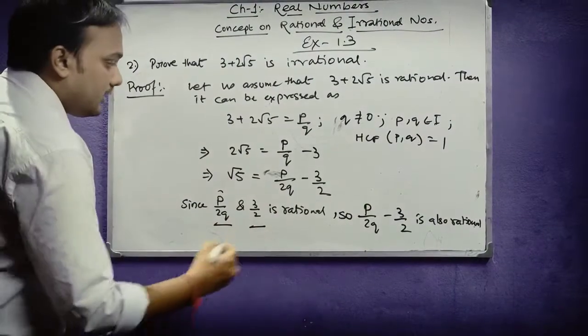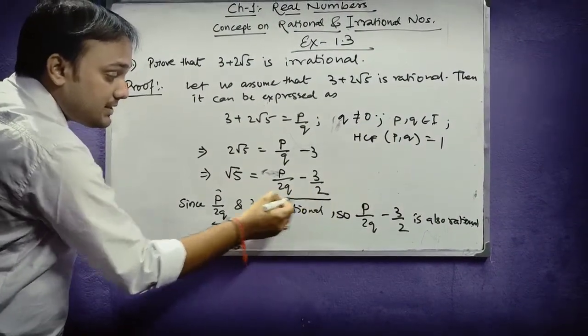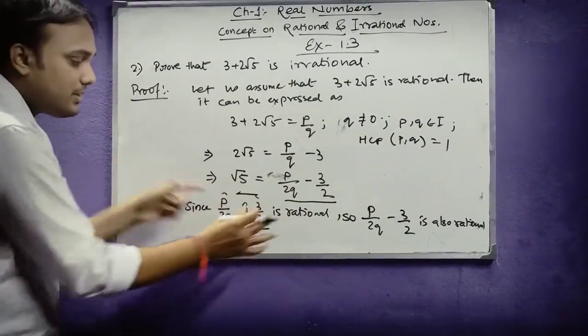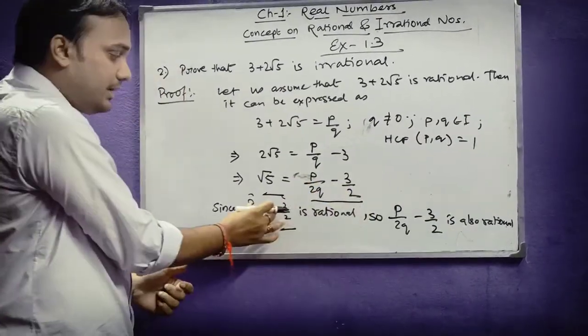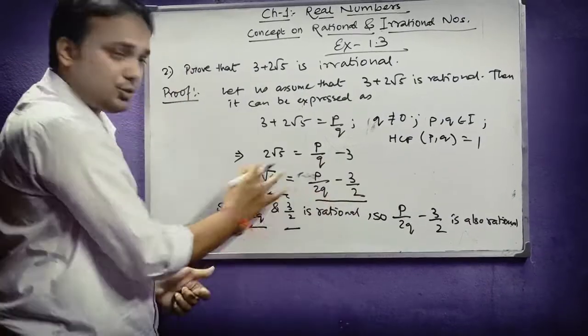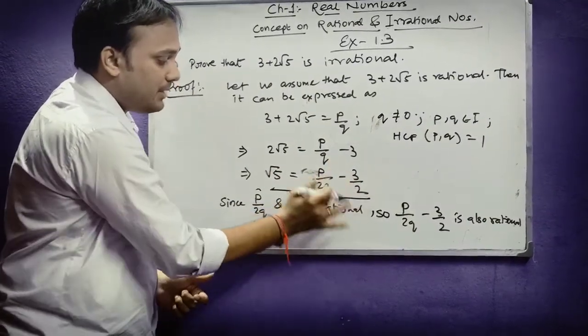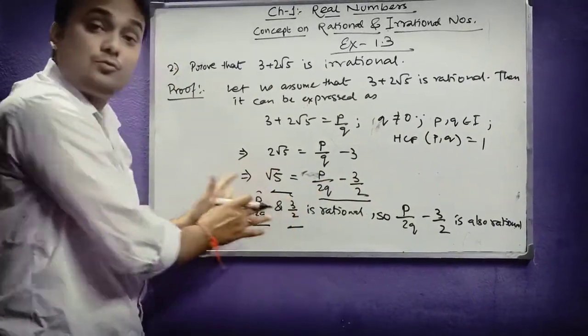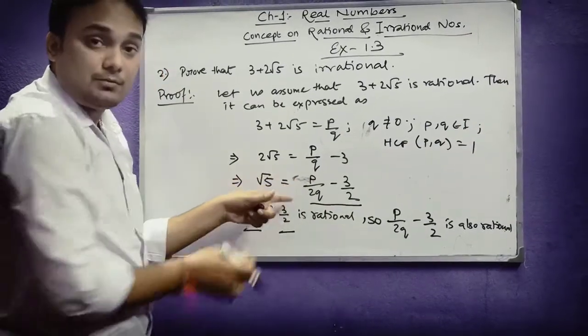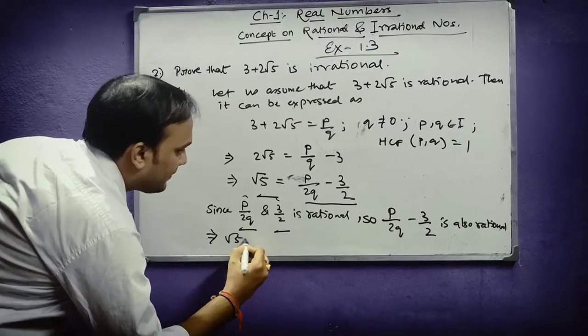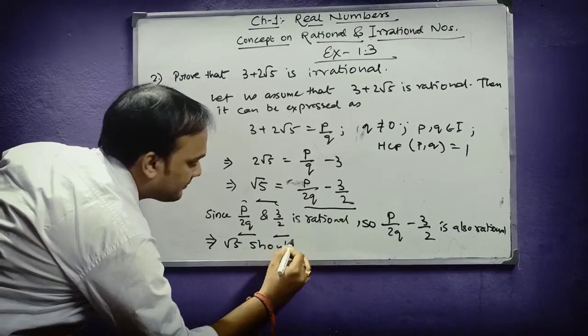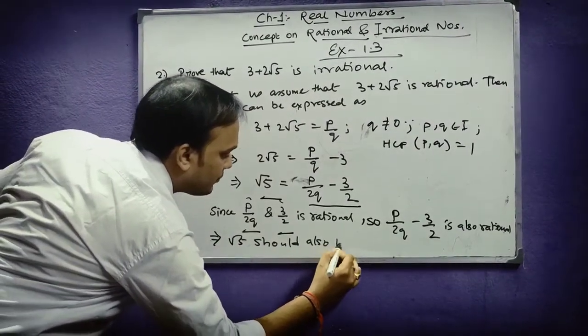But if this is rational, root 5 should also be rational, because these both expressions are equal. That means RHS is equal to LHS. That means whatever this is, this should be. So if P by 2Q minus 3 by 2 is rational, root 5 should also be rational. Why? Because there is an equal to sign in between. So this implies root 5 should also be rational.